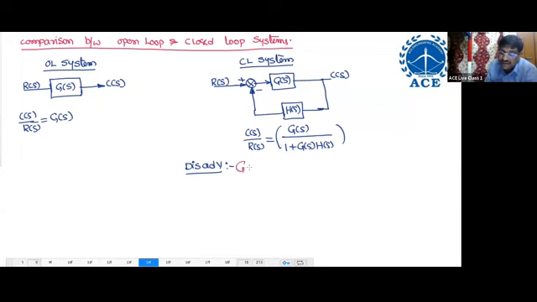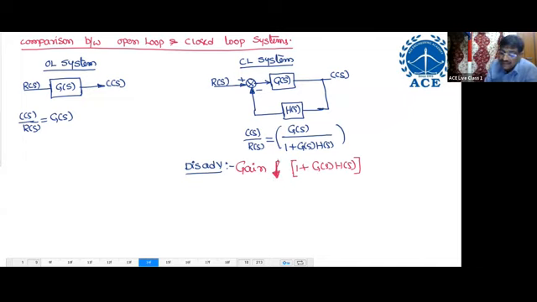That means with the feedback, the gain of the system is decreased by the factor of 1 plus G of S H of S. That is the first disadvantage of feedback. The gain is reduced by the factor of 1 plus G of S H of S. That is the first disadvantage of feedback. Now the second one.